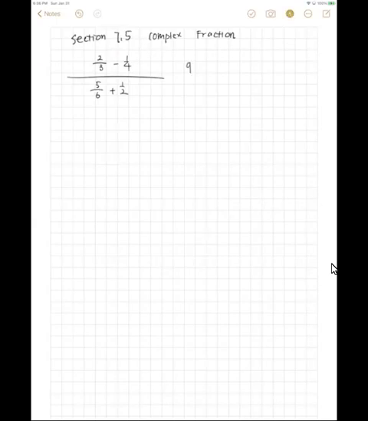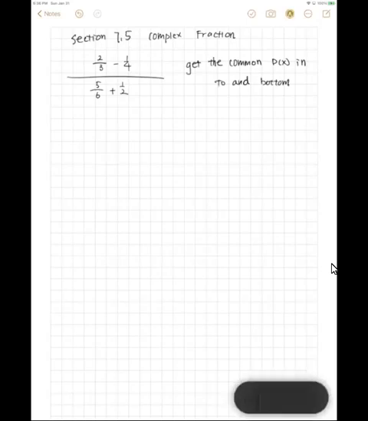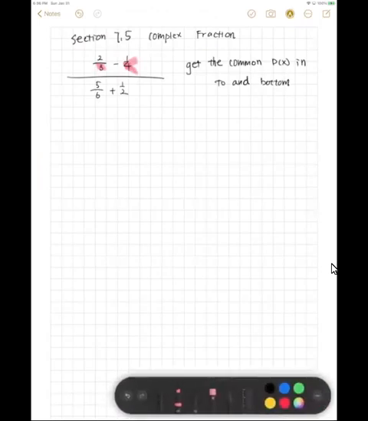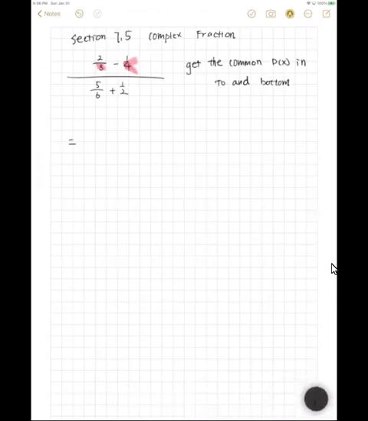The first step is you want to get the common denominator in the top and the bottom. Okay, so now let's look at the top. The top is 3 and 4, so the common denominator would be 12, right? So I want to make the common denominator 12. So I have 1 times 4 on the top and bottom. For the second one, I want to times 3.